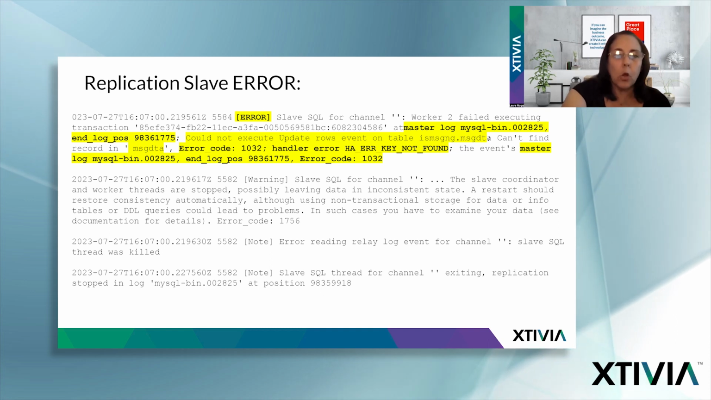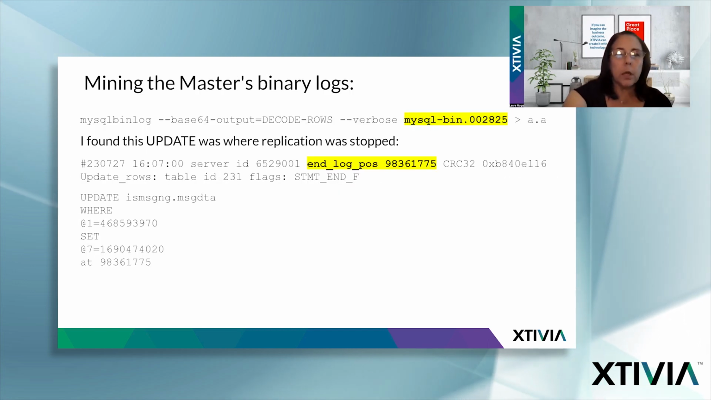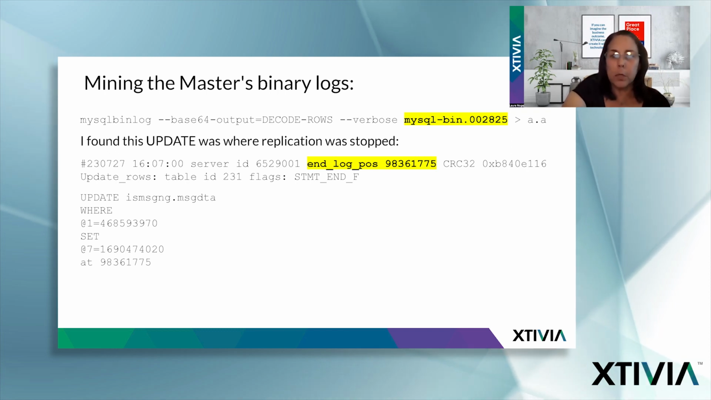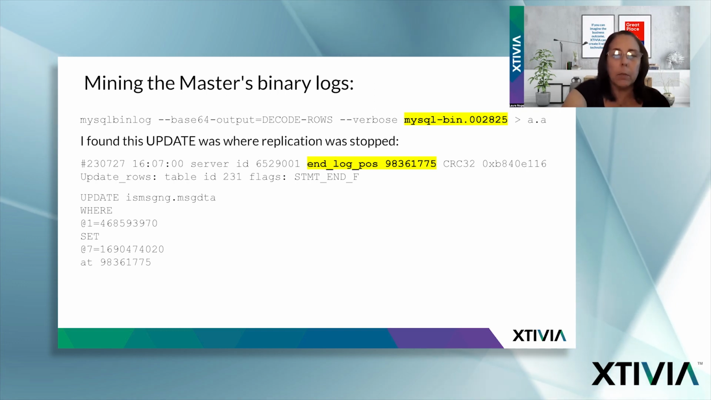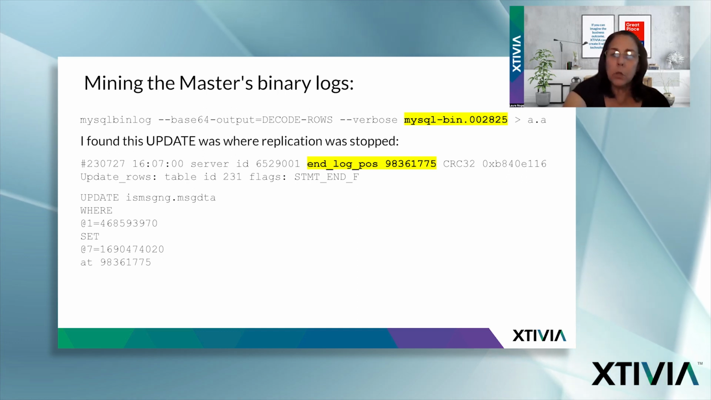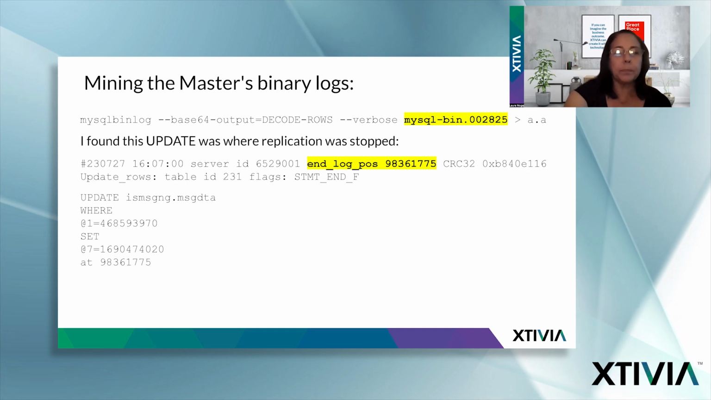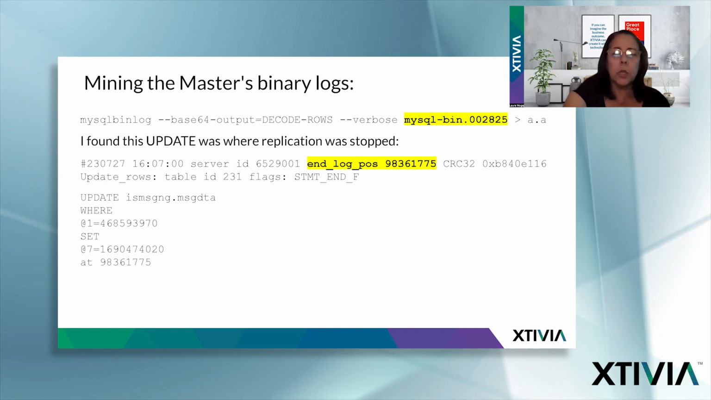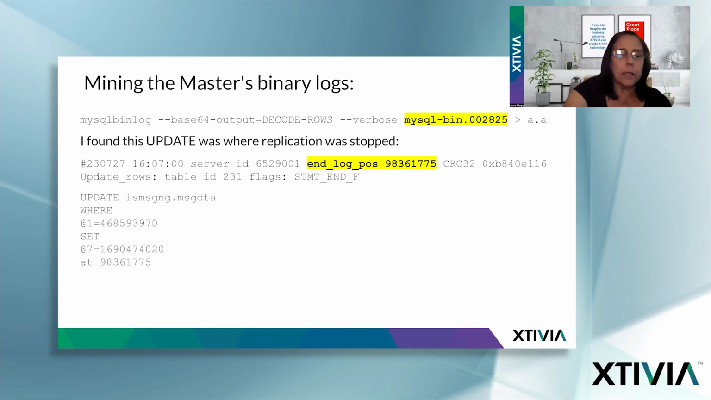So here's some additional warning information that relates to this error. But what I have highlighted in yellow is of particular interest to me. So I went ahead and mined the master's binary logs. The error told me the record it was stuck on was in binary log 2825. So we use the mysqlbinlog command to convert the bin log to English readable format, and I call that file a.a. Then I use my Linux editor, vi, and I search for the end position that was, again, in the error log. And I find exactly this update statement.